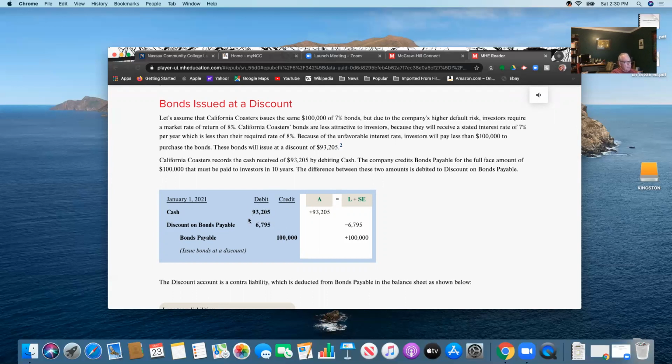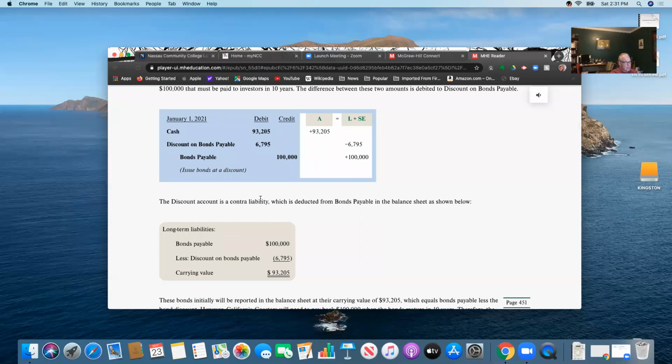Now, we'll see when we get to the end of the chapter. For some reason, they show you this at the end of the chapter. I'll explain to you how you calculate that number. But for now, just understand that they're telling you that they sold bonds. They received $93,205 that had a face value of $100,000. So you've got your debit to cash for what you received. You've got your credit to bonds payable for face value. And then you've got a debit to this account called discount on bonds payable.